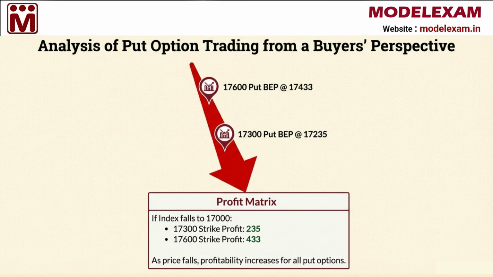Looking at the profit matrix, we can see how these options perform if the index falls drastically to 17,000. As the price falls, the profitability increases for all put options. For the 17,300 strike, the profit is 235, and for the 17,600 strike, the profit is 433. Each strike has its own break-even point, such as 17,433 for the higher strike and 17,235 for the lower one.